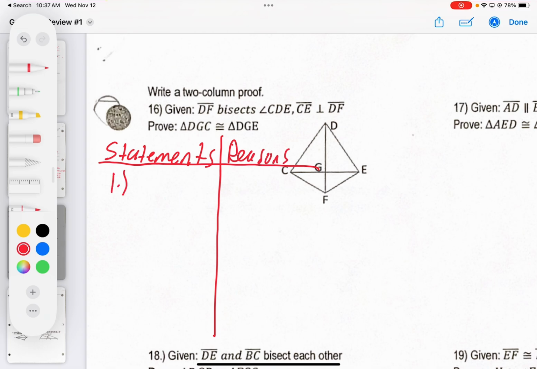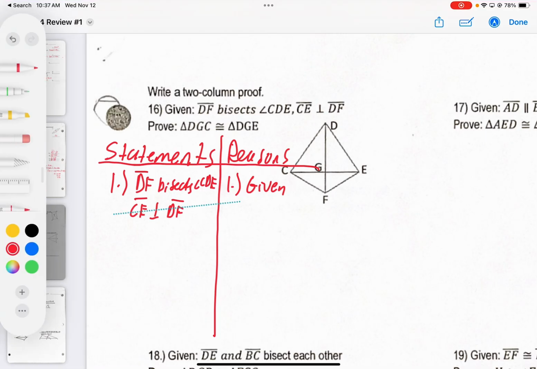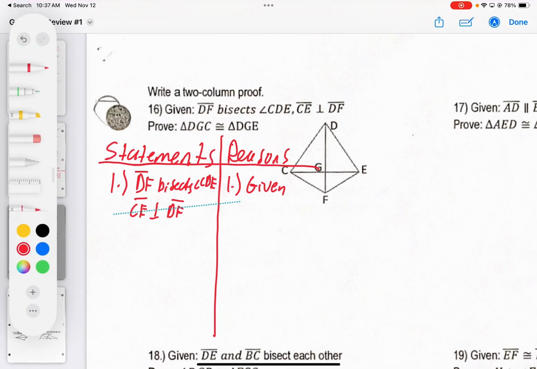Step 1. Given, right? DF bisects angle CDE. And then the other part is CE perpendicular to DF. They didn't give you a lot with that one. I mean, they gave you two pieces of information, but none of those pieces were congruence pieces, okay? All right.